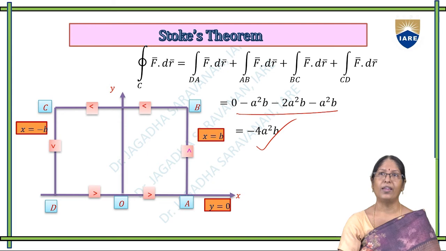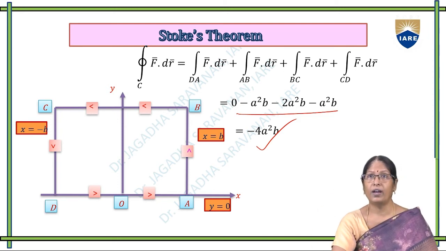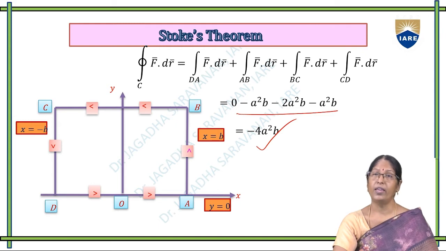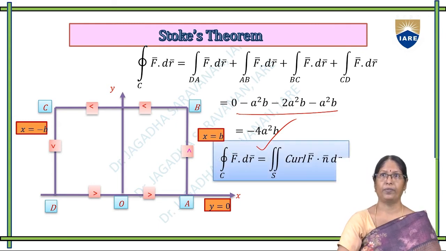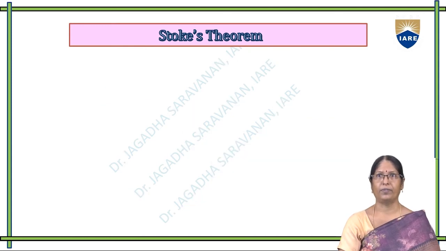So the line integral is equal to the surface integral. The line integral, that is, integral over C of F dot dr, is equal to the surface integral of curl F dot n dS. Our dS is in the xy plane. So we can see very clearly this is the formula and we verified it, that is, Stokes theorem is satisfied.